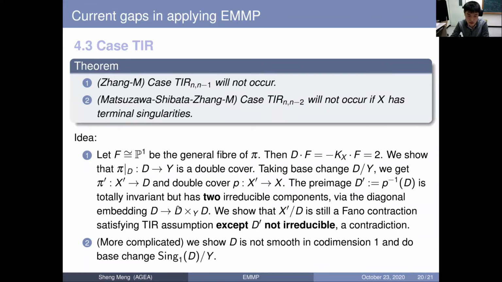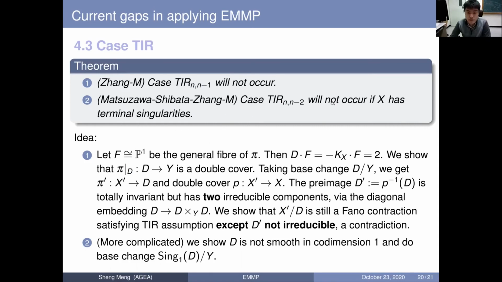And this is the larger, so you can see this is not isomorphic. You see this one contains two components. And we will show that after base change, X prime over D is still a Fano contraction, and also satisfying the TRR assumption. But now the situation is a little bit different because our D prime is not irreducible, meaning that the Iitaka dimension of minus K X prime is not 0. So we get a contradiction. Okay.